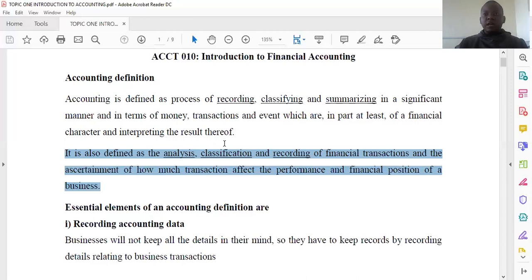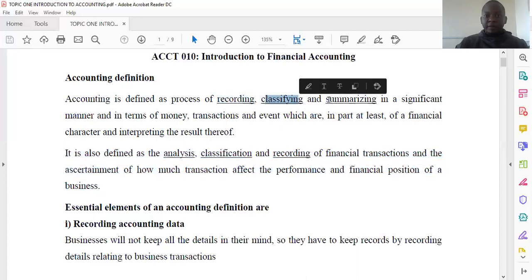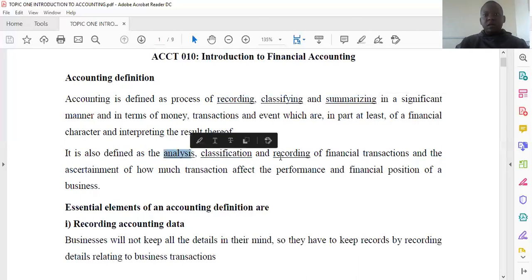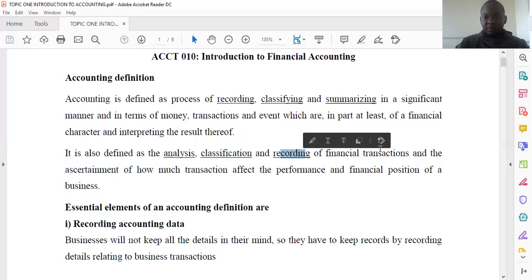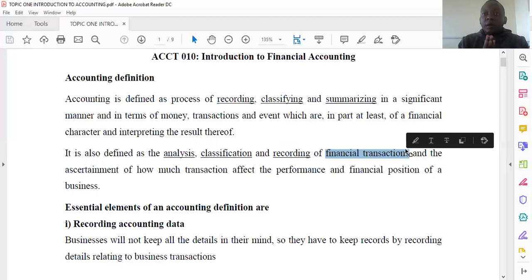By looking at those two definitions, you notice that there are some key terms. The key terms there have been underlined: recording, classifying, summarizing, and in the second definition, the analysis, the classification, and the recording of business transactions. So there are some key terms that should not miss in a proper definition of accounting. It's a process of recording, classifying, and summarizing business transactions, and reporting the impact of these transactions to a business.